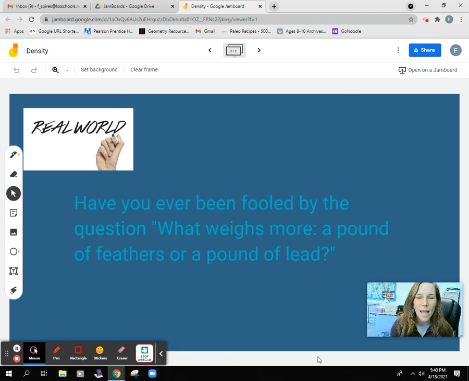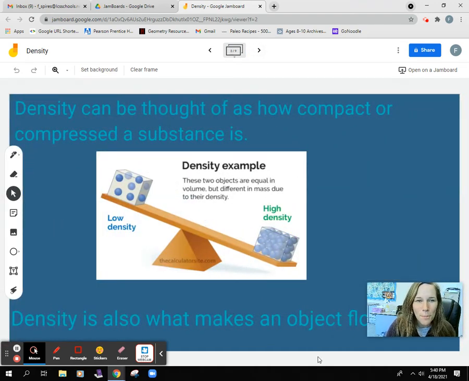We know lead is more compact, whereas feathers have this airy space if they were packed into a box, for instance. So we can easily confuse density with weight. They are totally different. Density is how compact or compressed a substance is. I love this visual. These two objects are equal in volume, but different in mass due to their density. So this could be the lead and this could be the feathers.